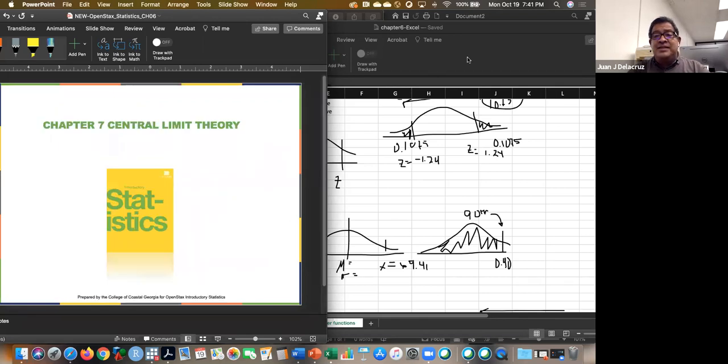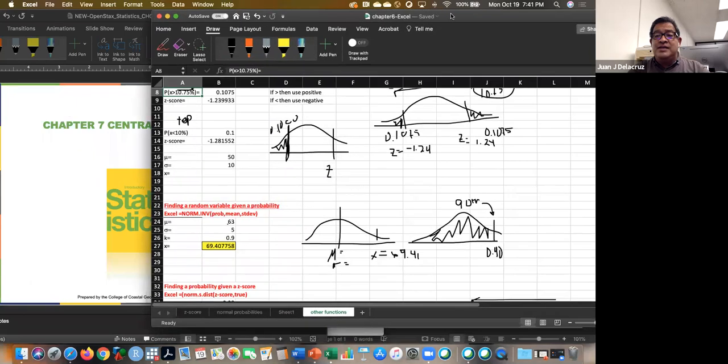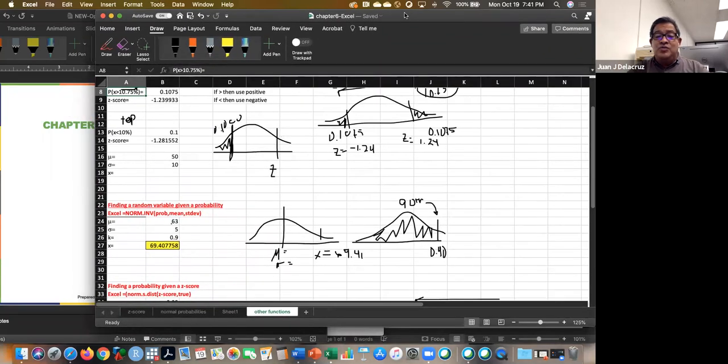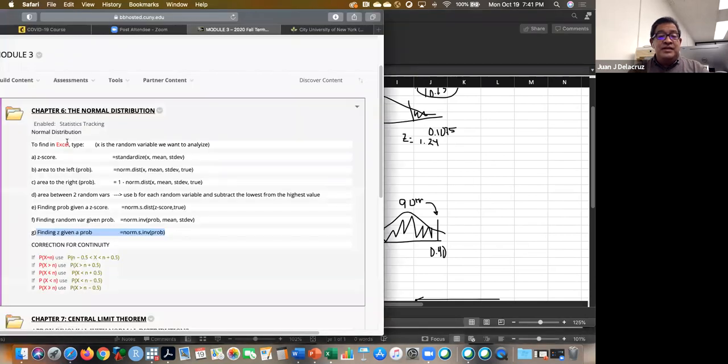So I think that's it for today. I hope this helps to revise these ideas. As I said before, this is a very good way to go back and forth. If you need something, you just see what you need. If you want to find the area to the right, the z-score with your data, the probability to the left, the probability to the right, or the probability between two random variables. We also have finding the probability given a z-score.